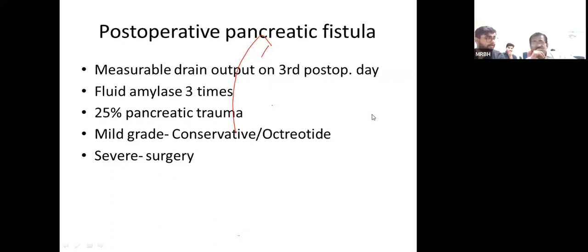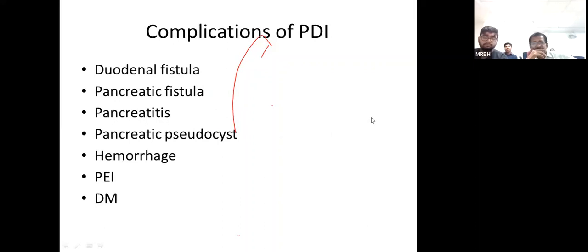Next. So there is also grading for periampullary injuries. So this is the pancreatic fistula I have discussed. Next. And these are the important complications of pancreatic injury: duodenal fistula, pancreatitis, pancreatic pseudocyst, hemorrhage. In some patients who undergo resection or have gross pancreatic injury, there may be subsequent development of pancreatic exocrine insufficiency and diabetes. Next. Thank you.